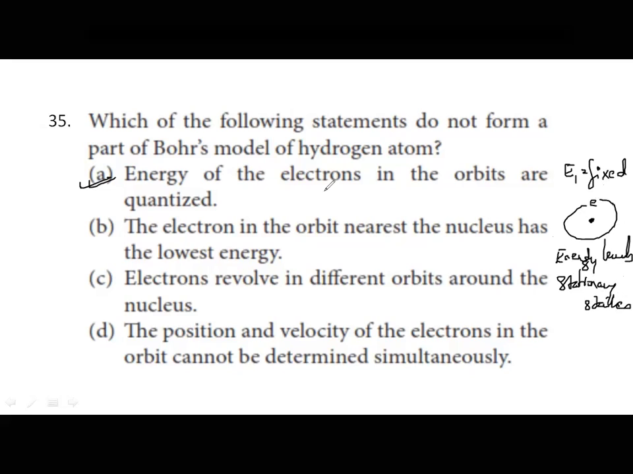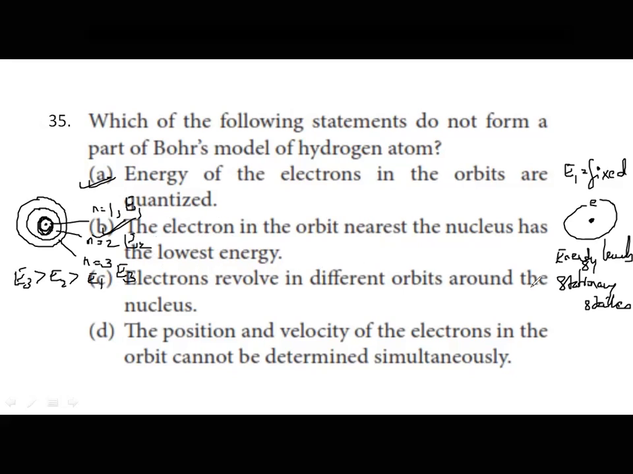Right? Stationary states. The electron in the orbit nearest to the nucleus has the lowest energy. Yes, that is also correct. Let me say this is the nucleus, this is n equal to 1, n equal to 2, n equal to 3. The orbits are associated with energy E1, E2, E3. As you move away from the nucleus, the energy goes on increasing. It becomes less negative, so the third has more energy than the second, than the first. So the electron in the orbit nearest to the nucleus has the lowest energy. So that is also correct.